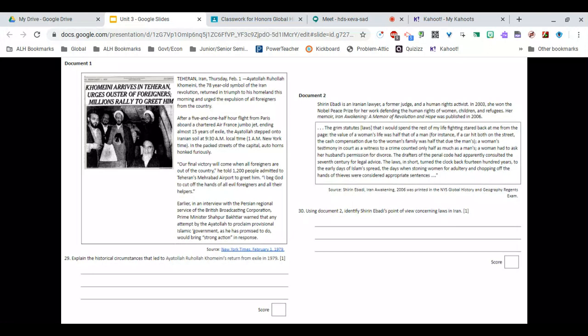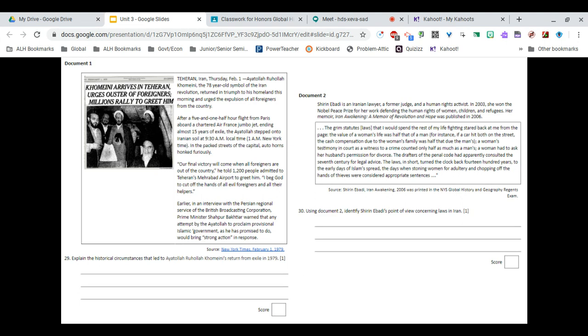So this is a good CRQ practice, and this could be a more difficult CRQ because you have to take a look really at this first document, which is "Khomeini arrives in Tehran, urges ouster of foreigners, millions rally to greet him." So when you're talking about the historical circumstance that led to the Ayatollah Ruhollah Khomeini's return from exile in 1979, you want to think about the government of the Shah. You want to be explaining what the Shah did. You want to be talking about westernization. You want to be talking about the desire for Iran to go back to their Islamic roots. You want to talk about anything that leads up to Khomeini coming back and the Shah being removed.